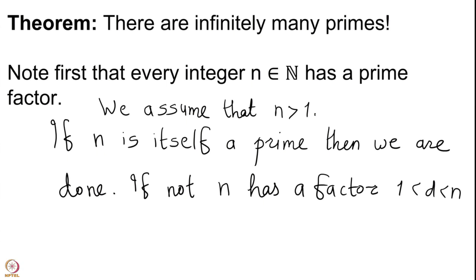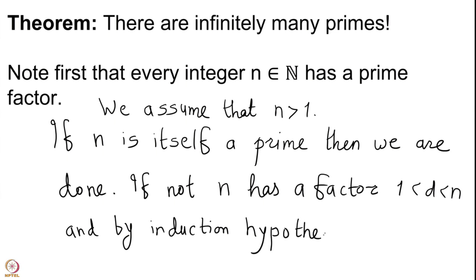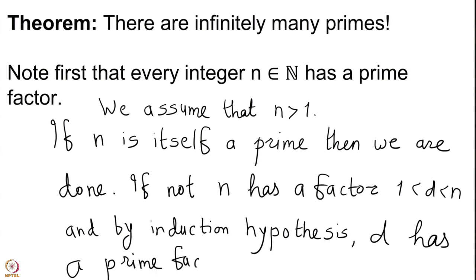So, we start with d being this factor, and by induction hypothesis, d has a prime factor. What is the induction hypothesis? Induction hypothesis is assuming that the statement holds for everything smaller than n, and then we deduce the statement for n. But the induction needs to be proved for the beginning stage. The beginning stage here for n bigger than 1 would be for n equal to 2.